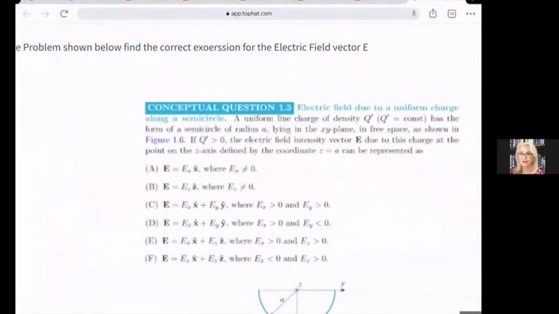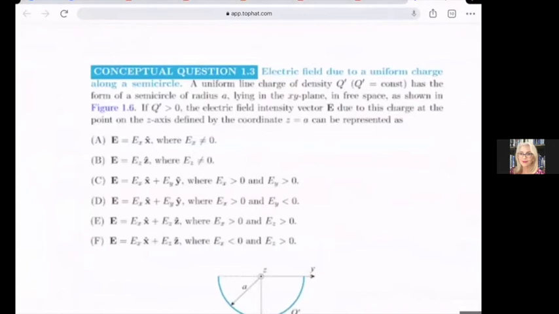Okay, what does it say? A uniform line charge of density has the form of a semicircle of radius A lying in the XY plane in free space, as shown in the figure. The electric field intensity vector due to this charge at a point on the z-axis defined by the coordinate can be represented as... it does not say. The way it shows it, it all is on the same XY plane. I was just confused by the aspect that said the point is on the z-axis and it's defined by the coordinate z equals A.